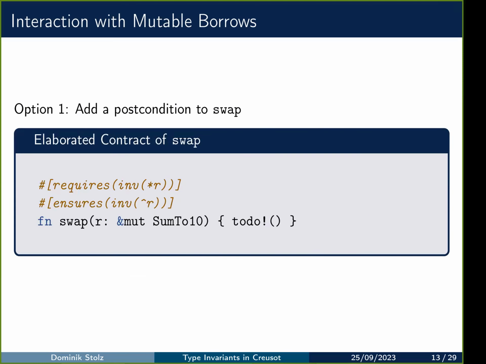And so we look at how we would elaborate the contract of swap. So here, based on the argument type, we add a precondition saying that the invariant of the current value of our mutable reference holds. And to prove the assertion in the caller, we also add a post condition which says that the final value of our reference also satisfies the invariant. And this would in fact allow the caller to prove the assertion, but for other functions, this does not work.